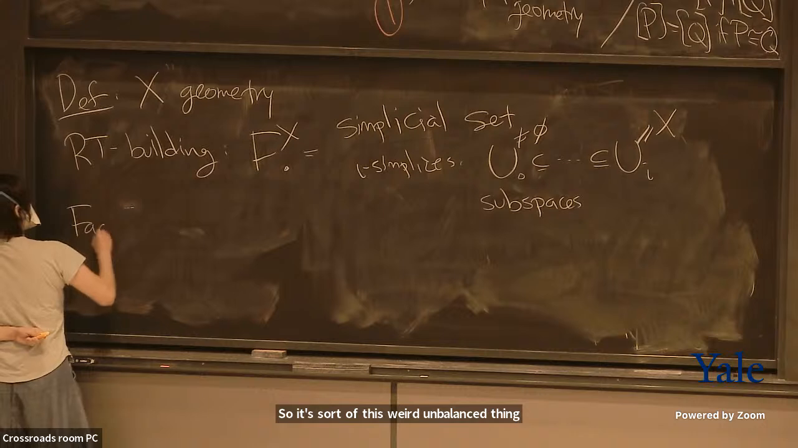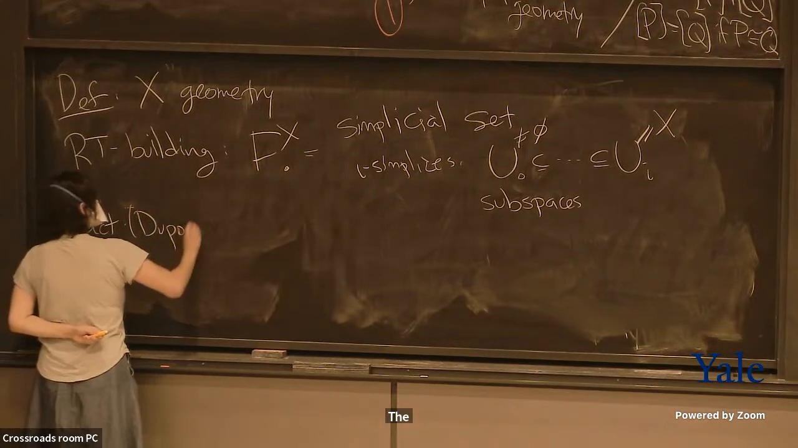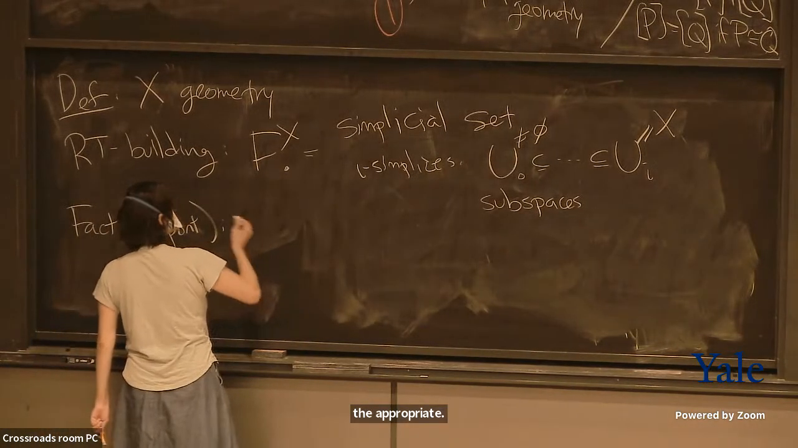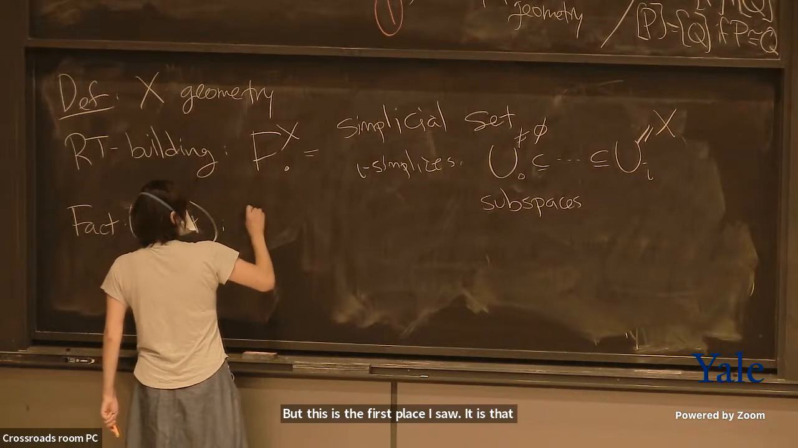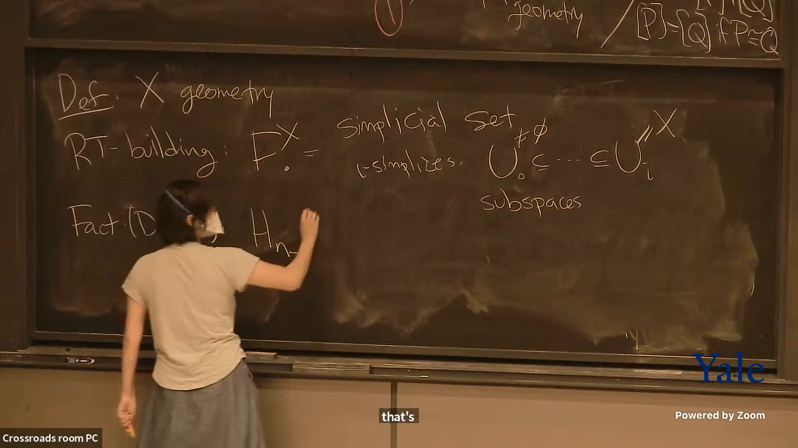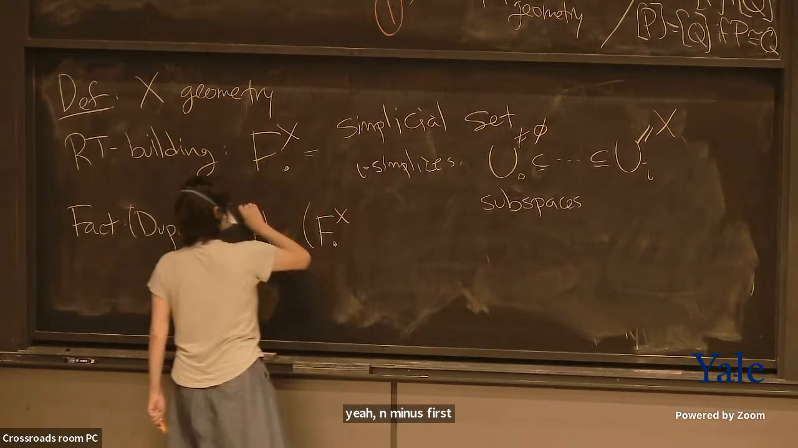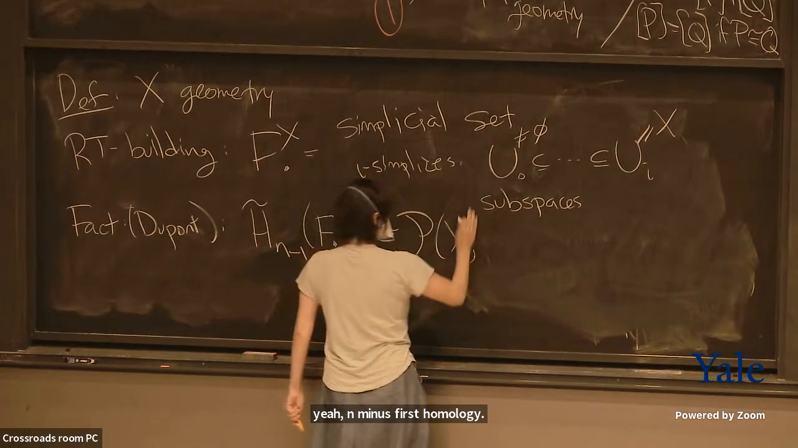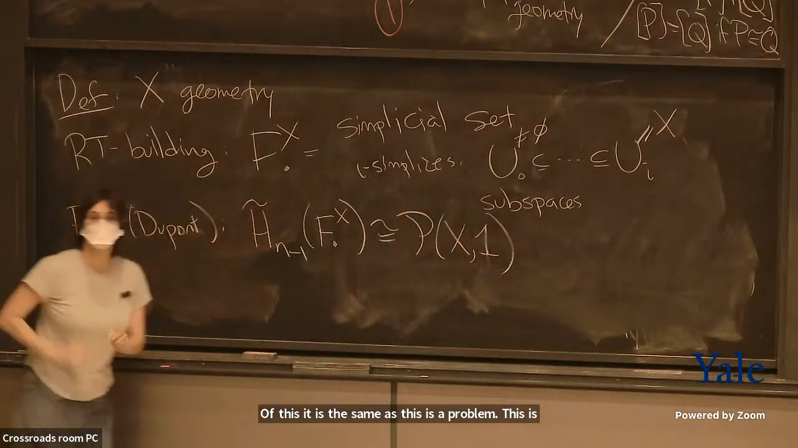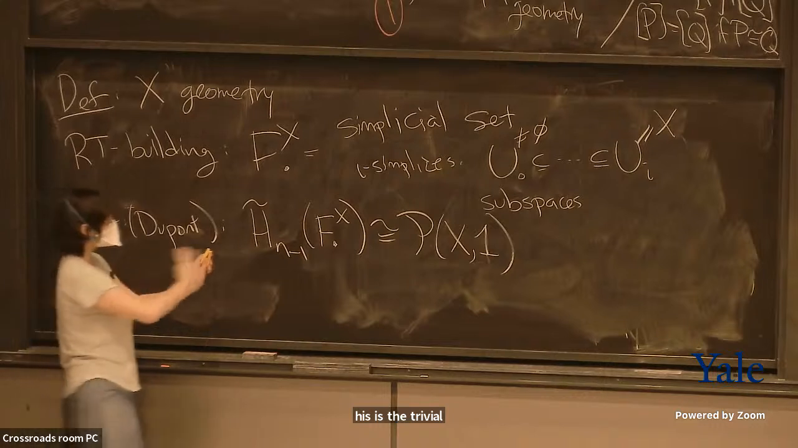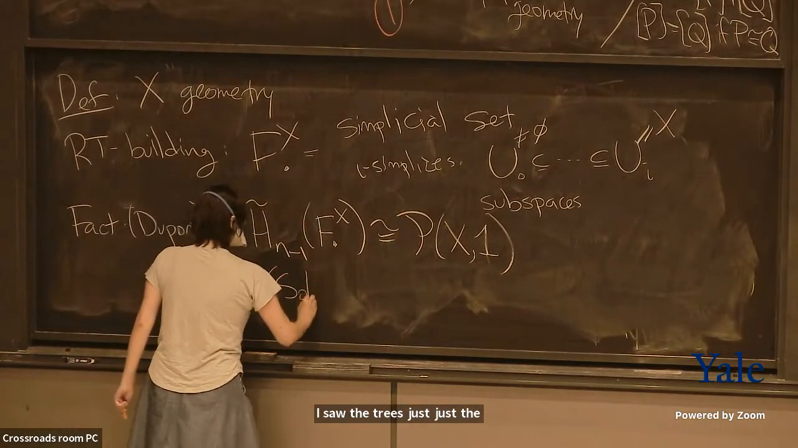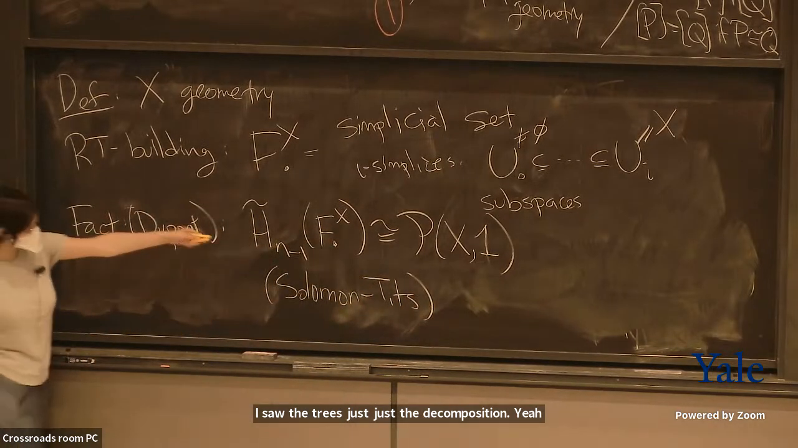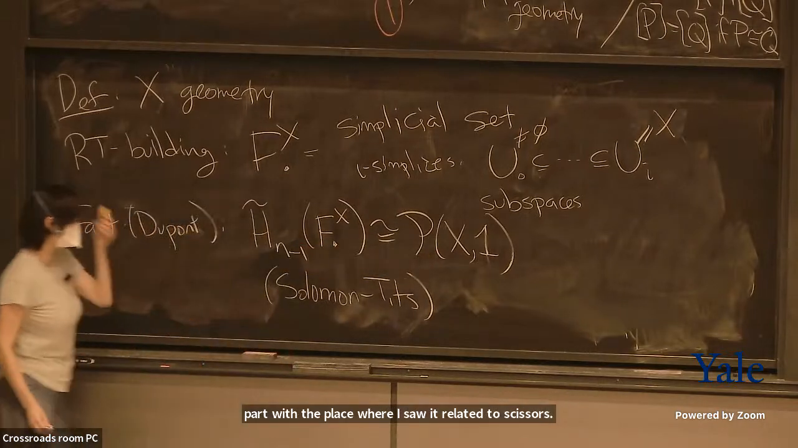And the fact, and I think this is due to Dupont, or if it's not, please tell me so I can cite the appropriate person, but this is the first place I saw it, is that the (n minus 1)st homology of this is the same as the scissors congruence group, but this one with the trivial isometries, no isometries, just the decompositions. And this is, I mean, this is the Solomon–Tits theorem. But Dupont was the place where I saw it related to scissors congruence groups first. Please do tell me if this is not the correct citation.